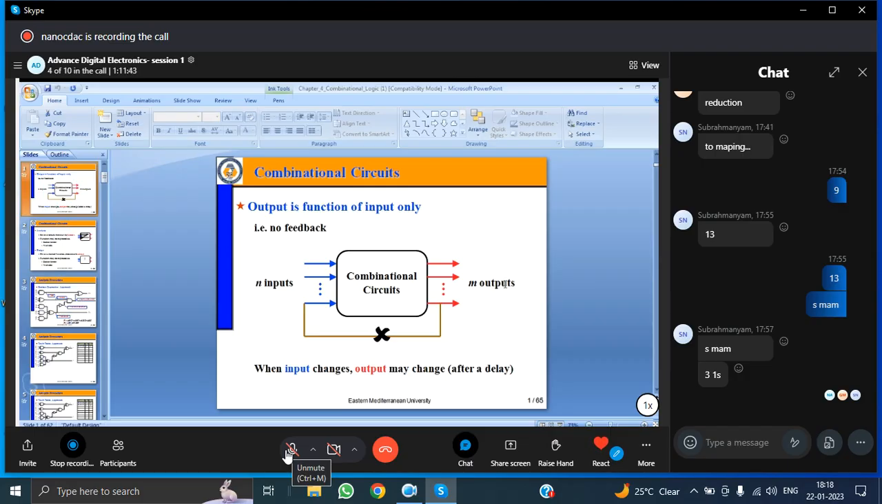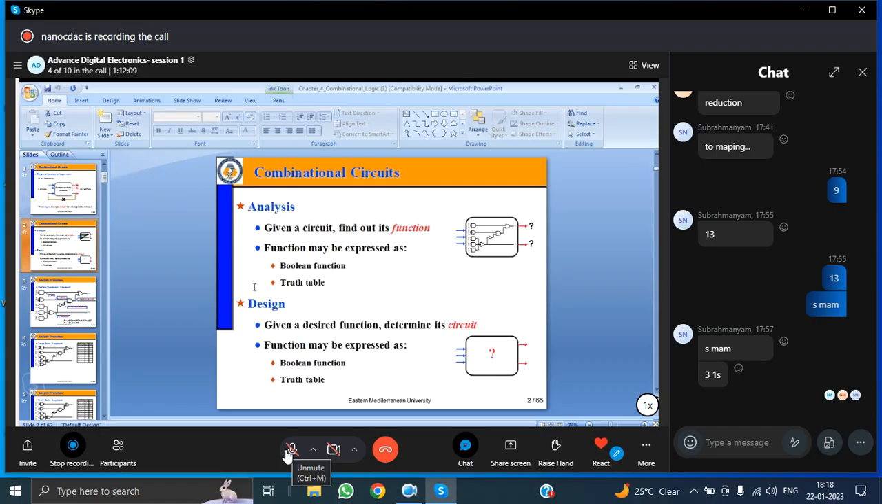Okay, so what is a combinational circuit? Output depends only on the input. Okay, so combinational circuits, they don't have any feedback. ఇక్కడ చూడండి cross mark ఉంది, they don't have any feedback. Okay, so when input changes, outputs will change. Okay, outputs may change after a delay. మనం inputs ఇచ్చిన కాసేపటి తర్వాత outputs అనేవి vary అవుతాయి. That is combinational circuit.